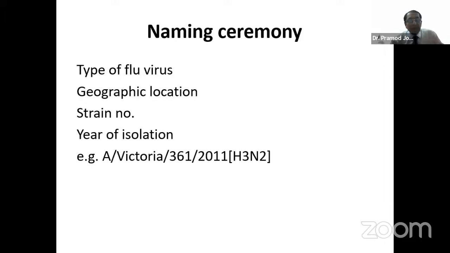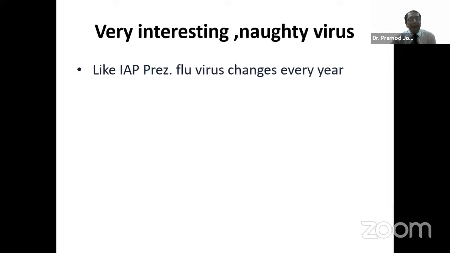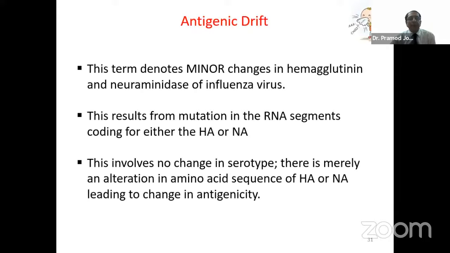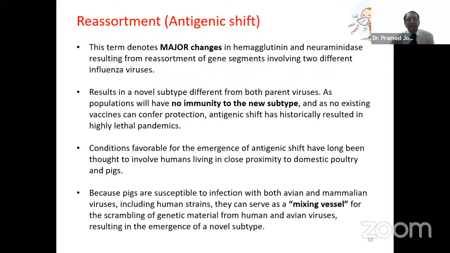The strain number, the year of isolation as to whether it was isolated in 2009 or 2011. So for example, it would be type A, Victoria, 361, 2011, and then H3N2. So that is the way in which the viruses are named so that people know which virus we are speaking about. And as I told you, this particular antigenic drift indicates the minor change, and antigenic shift indicates a totally gross change, a major change.